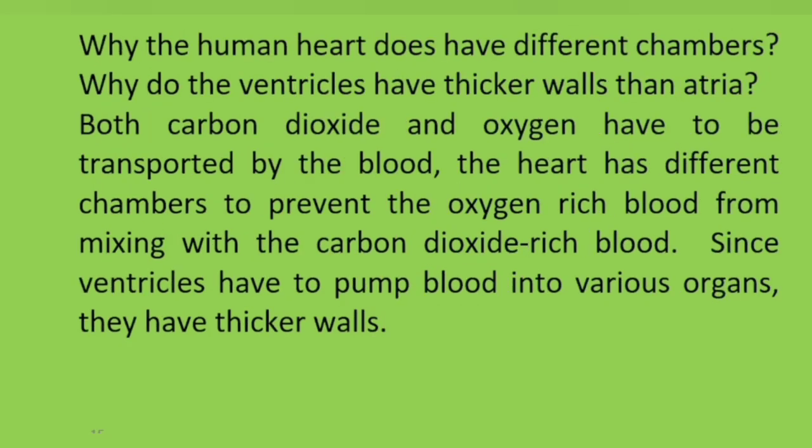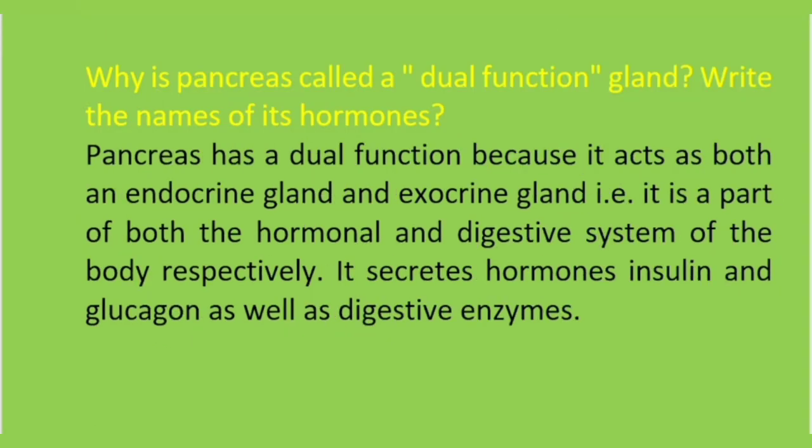Why does the human heart have different chambers? Why do the ventricles have thicker walls than atria? Both carbon dioxide and oxygen have to be transported by the blood. The heart has different chambers to prevent the oxygen rich blood from mixing with the carbon dioxide rich blood. Since ventricles have to pump blood into various organs, they have thicker walls.